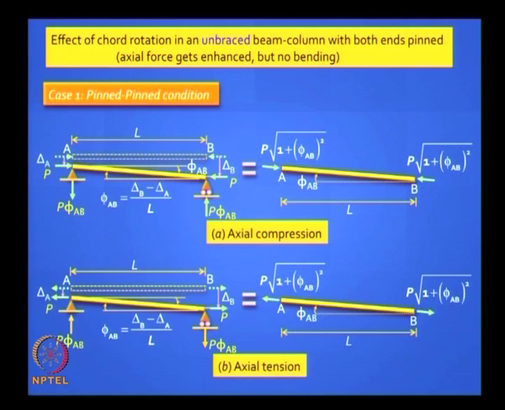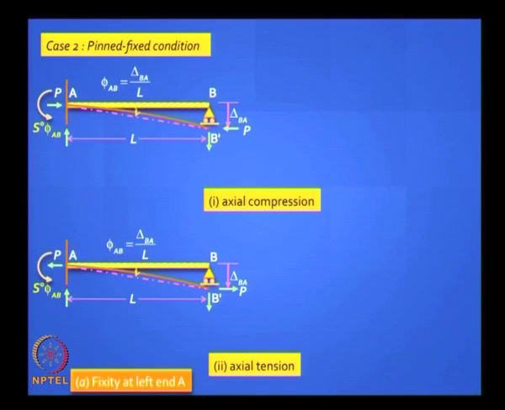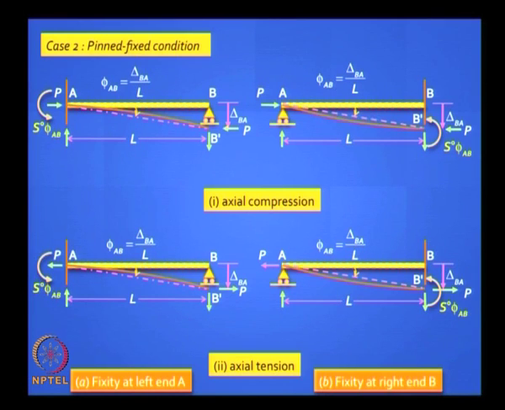Just remember this. If you have a pinned fixed condition and you have a chord rotation, you have a curvature, and you can prove that you have the same end moments as you got earlier. Instead of 3 EI by L, you write now S naught. S naught is the replacement for the correction for 3 EI by L, in which you include the effect of P. Is it clear? This is same as what we did earlier.